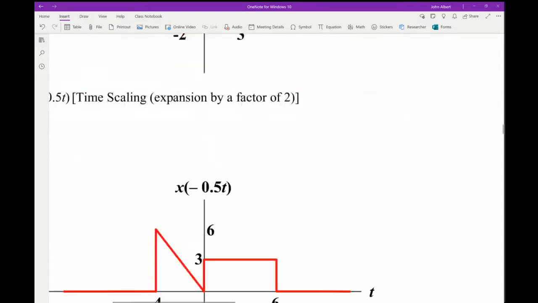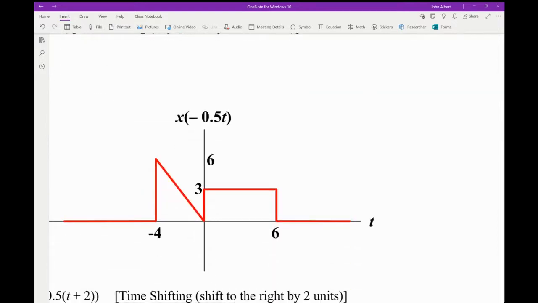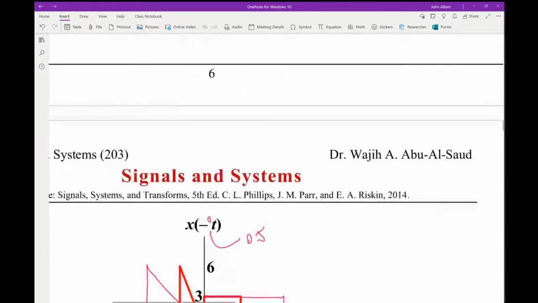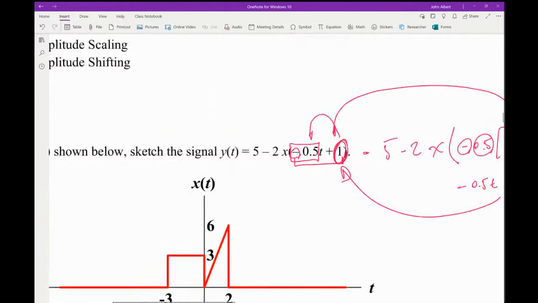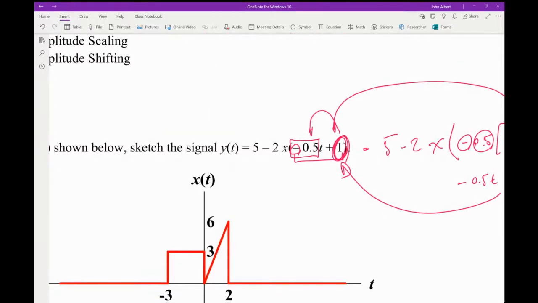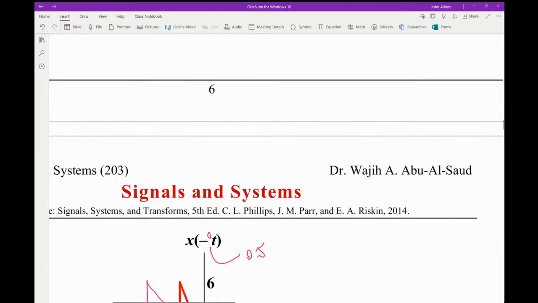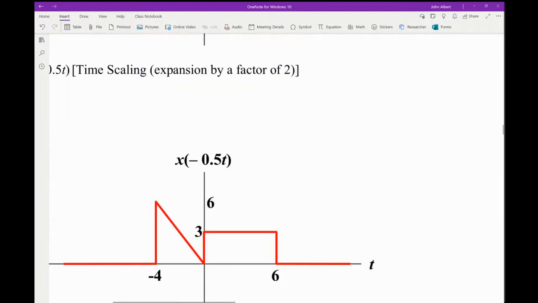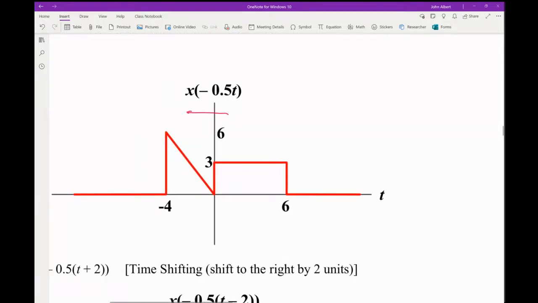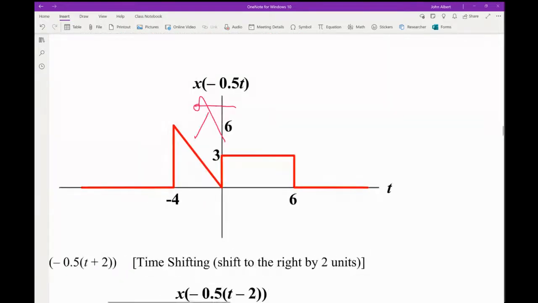Okay? And this is exactly what I got in here. Now comes the time shift. And it will be a big mistake if you looked at the time shift in here and said, the original signal has a time shift that is equal to 1, and it's 1 unit to the left because I have a positive here. So take this one and shift it 1 unit to the left. If you do this, that's wrong.